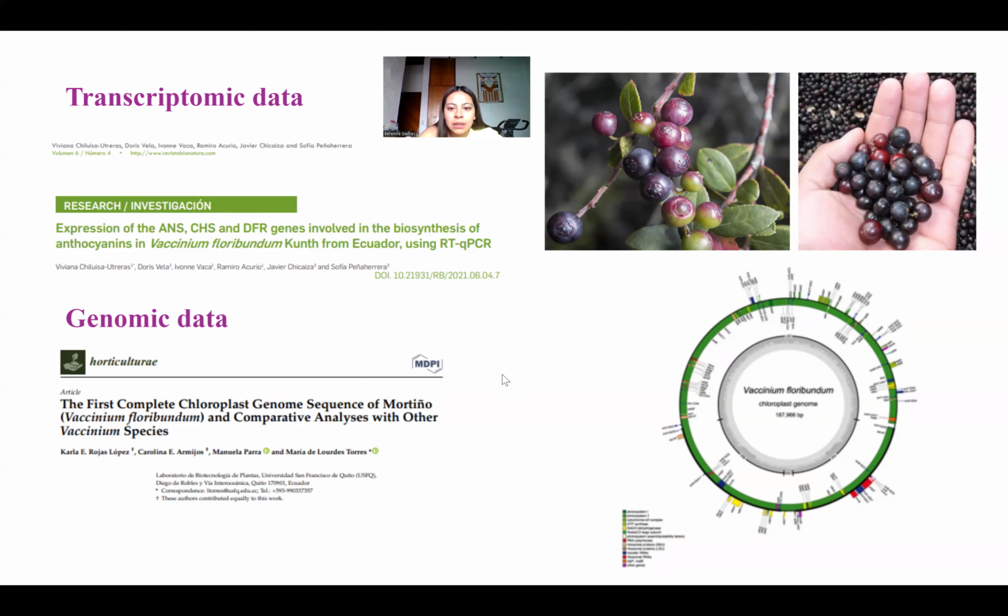As genomic data, I found the first complete Mortinho chloroplast genome sequence in 2023. This study is one of my favorites because it was conducted at my university. As metabolomic data, what I found was about the components that Mortinho contains that make it a potential functional food, and also about the use of Mortinho as a natural colorant.